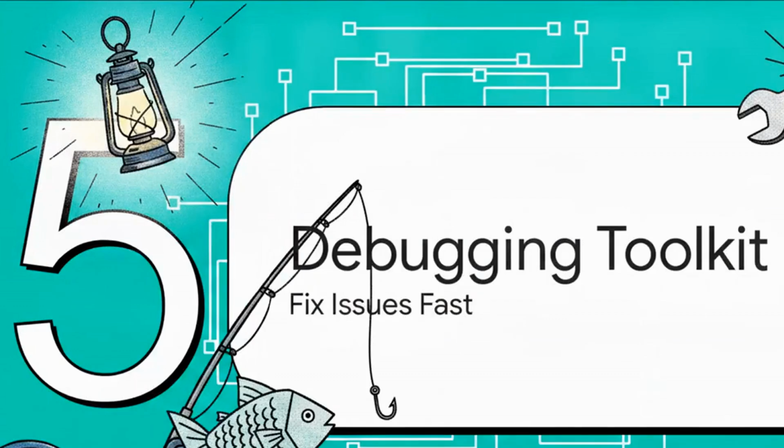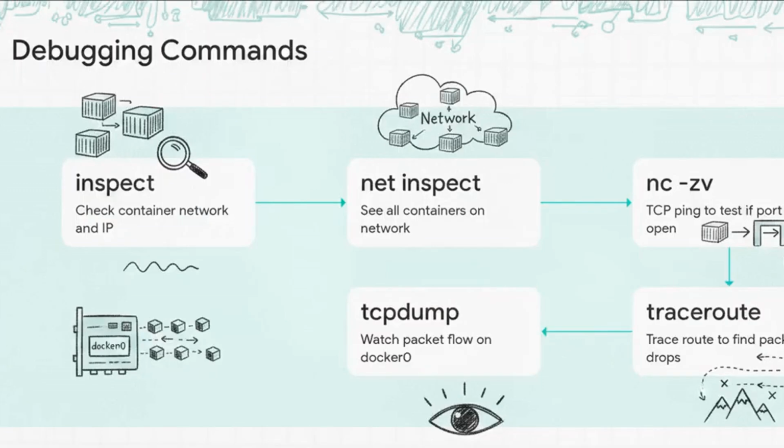Finally, Section 5, the Network Debugging Toolkit. How to fix issues fast. Okay, theory is great and all, but in the real world, things break. Memorize this toolkit, and you can confidently fish for yourself during your very first midnight outage. Run these 5 steps in order.